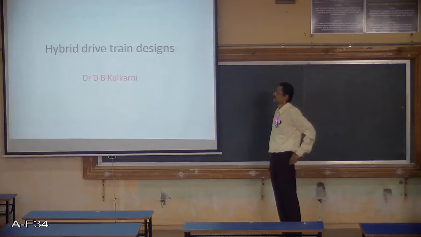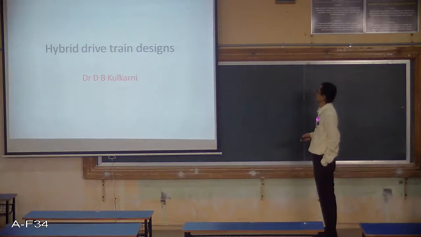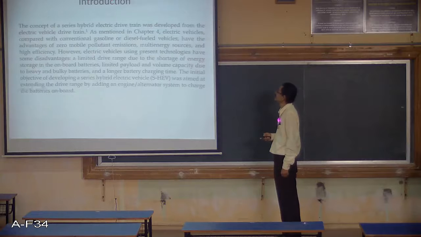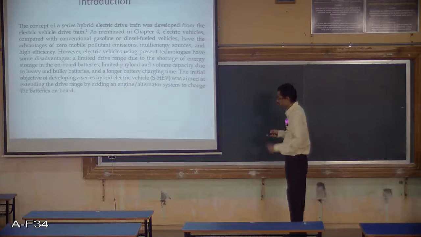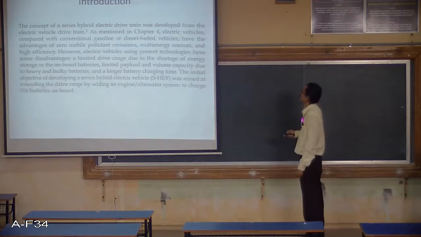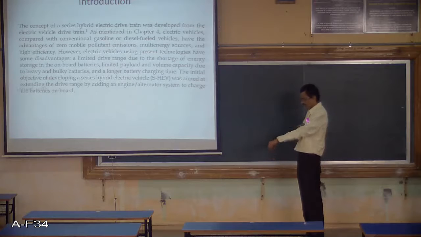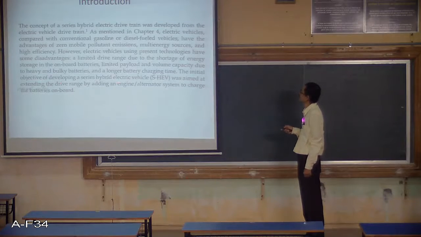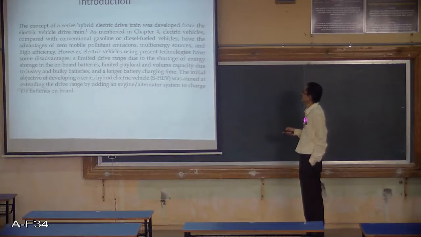In the last class, we have seen the hybrid drivetrain, how exactly it can be constituted, and we have started with this topic. So this introduction we have seen in the earlier class. What is the importance of hybrid vehicles and how exactly they are performing. And here we can see the initial objective of developing the series hybrid electric vehicle was aimed at extending the drive range by adding an engine or alternator system to charge the batteries on board.